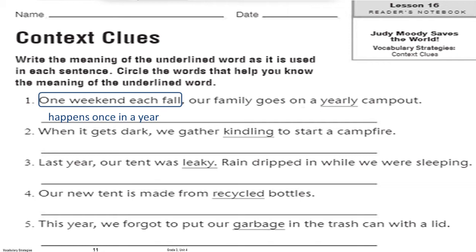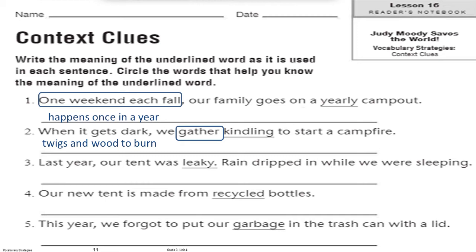Let's go through the second one. When it gets dark, we gather kindling to start a campfire. Okay, kindling, I don't know what it means. When it gets dark, so that's something like nighttime. We gather kindling. So it's dark time and we're gathering to start a campfire. So kindling helps start a campfire. My understanding is that gather means I'm going to take it all together, and that's going to help me start a campfire. And the answer is twigs and wood, because definitely you can gather twigs and wood to burn.